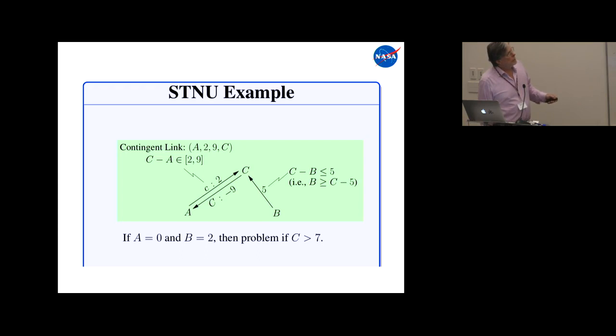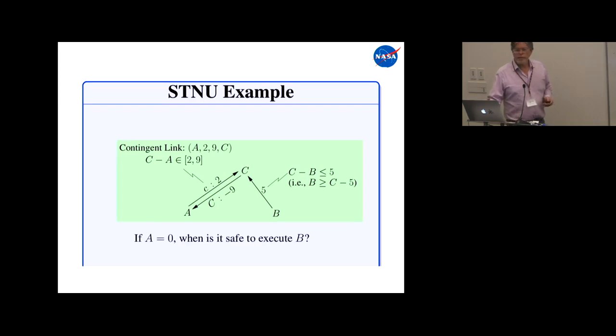But now nature might mess us up, because of this constraint nature might assign a value in this interval of 7. So if A is 0, C is going to be 7, and it violates this constraint if C is greater than 7. Let's say C is assigned 8, then this constraint is violated, right? So this is an example of why we have to be careful in dispatching our plans when nature is in the mix.